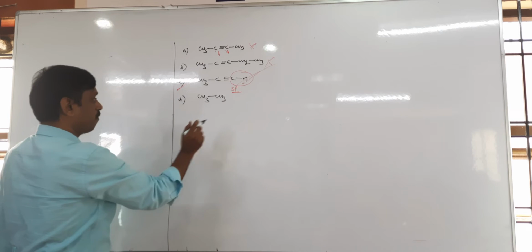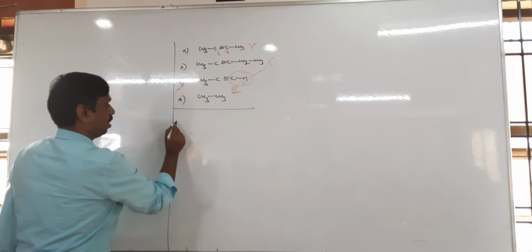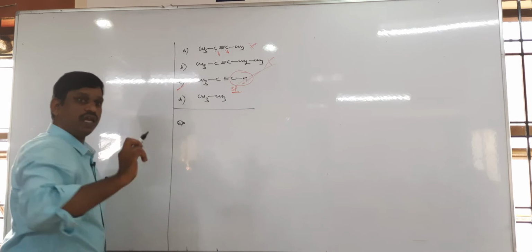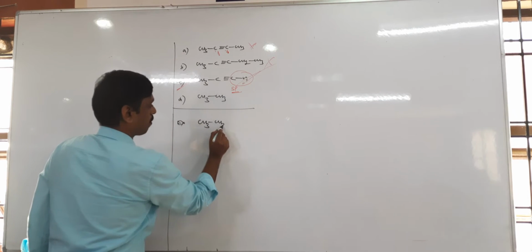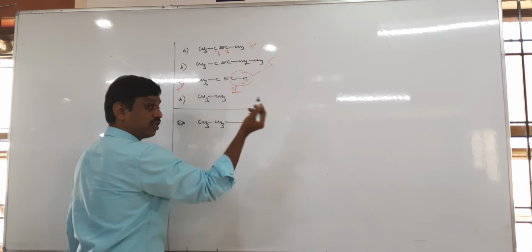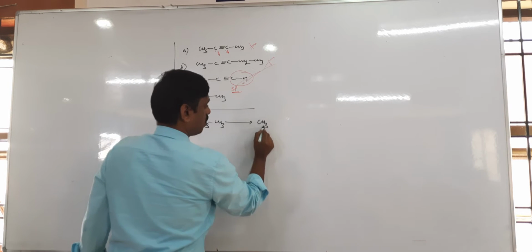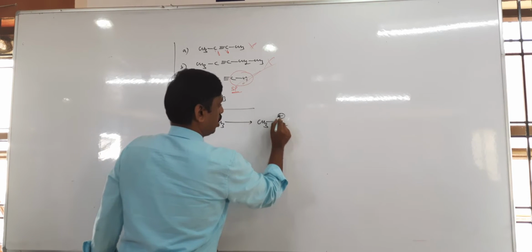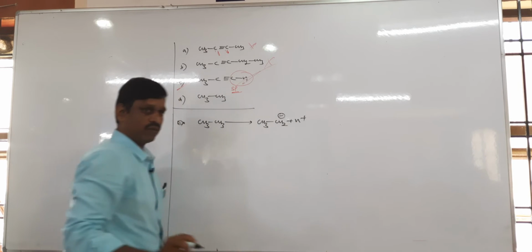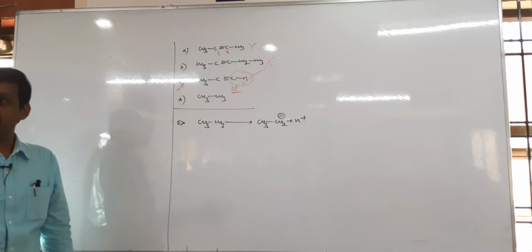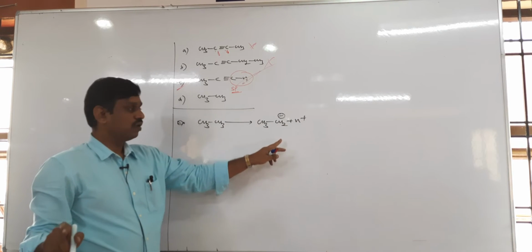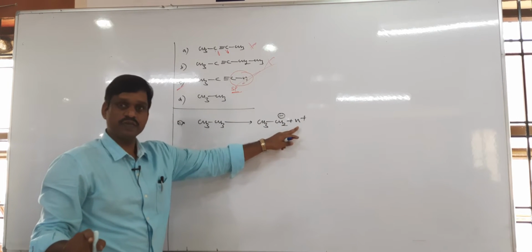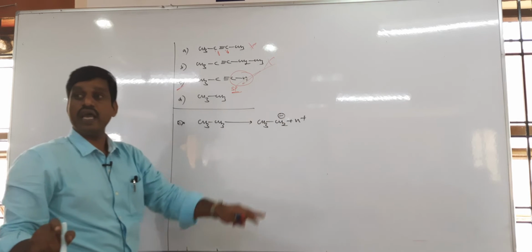Now let us see one more example. Let us take alkane, alkene, alkyne. Alkane is CH3-CH3. Tell me, if it donates the proton, what does it form? CH2 negative plus H plus. If it acts as an acid, it must donate the proton. If it donates the proton, it forms carbanion plus H plus. It is called carbanion, carbon carrying anion.